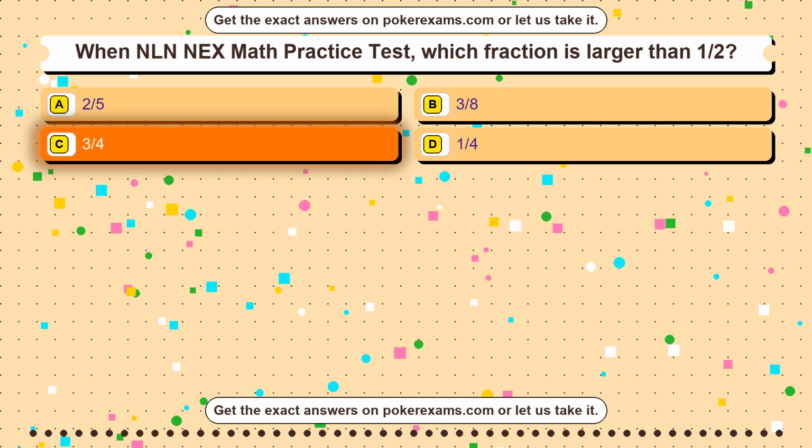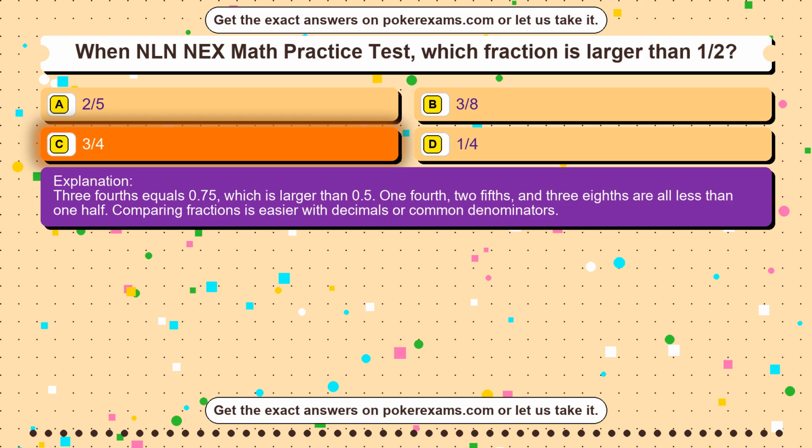3/4 equals 0.75, which is larger than 0.5. 1/4, 2/5, and 3/8 are all less than 1/2. Comparing fractions is easier with decimals or common denominators.